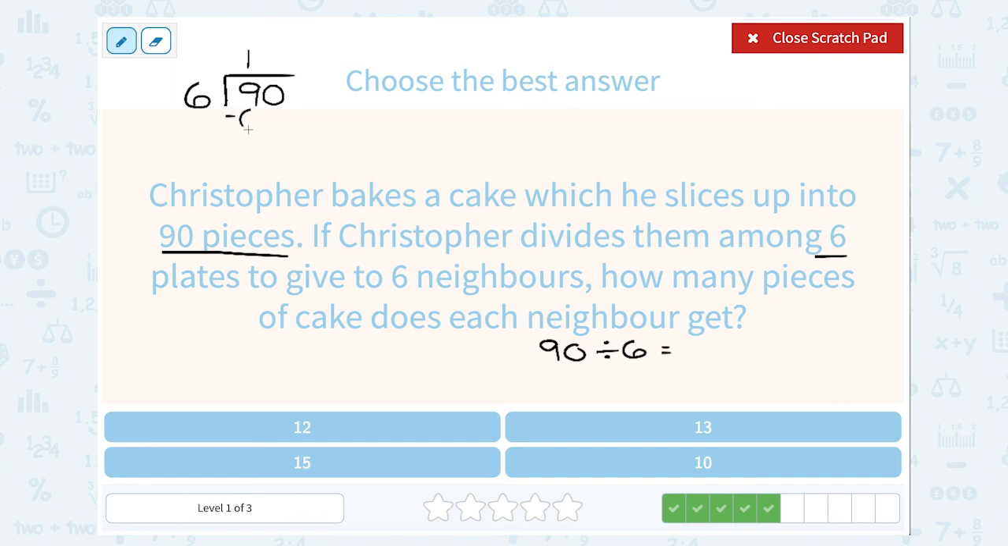6 times 1 is 6. So if I subtract that, I'm left over with 3. 6 doesn't go into 3, so I have to bring down my 0. And now I can think, well, how many times does 6 go into 30? Well, 5 times, right? 6 times 5 is exactly 30. And that leaves me with nothing left over. So 90 divided by 6 is 15.